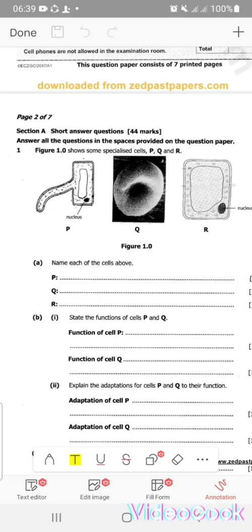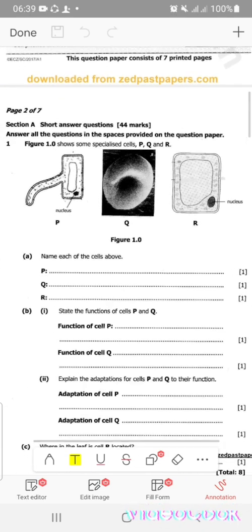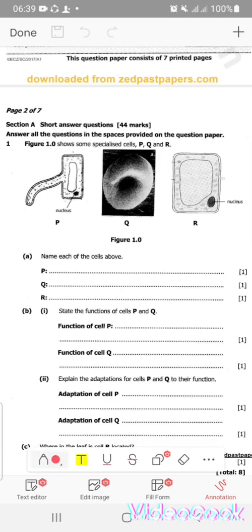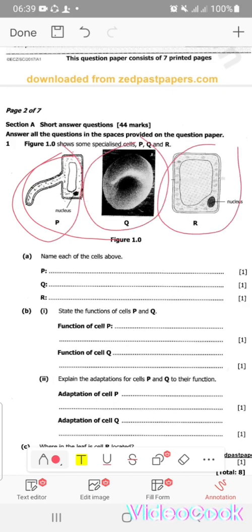Okay, so question 1, figure 1.1 shows some specialized cells P, Q, and R. Those are the three cells being discussed: we have cell P, cell Q, and cell R. Now name each of the cells above.